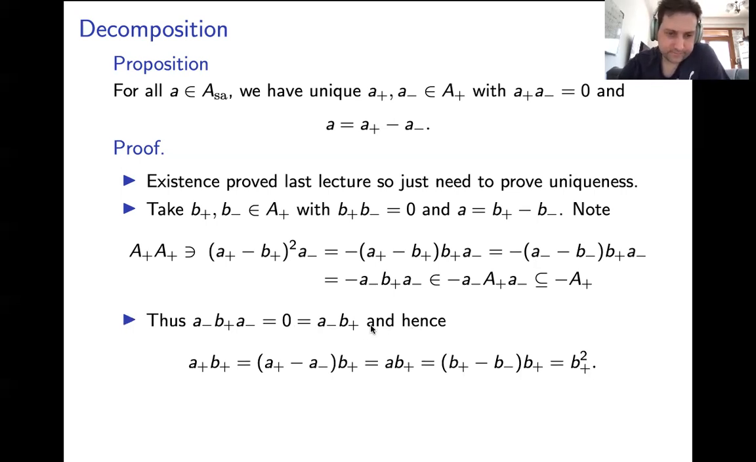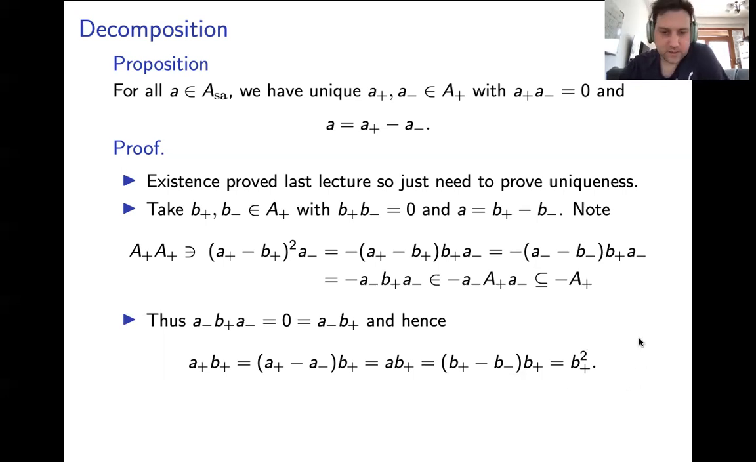Now we look at another expression. Let's look at the product of A plus and B plus. Well, again, with this newfound knowledge that the product of A minus and B plus is zero, we can replace the A plus with this whole expression here, A plus minus A minus, which by assumption is just A, which again, by assumption, is the same thing as B plus minus B minus. And thanks to these two being orthogonal, B minus and B plus, we can again just delete that and we're left with B plus squared.